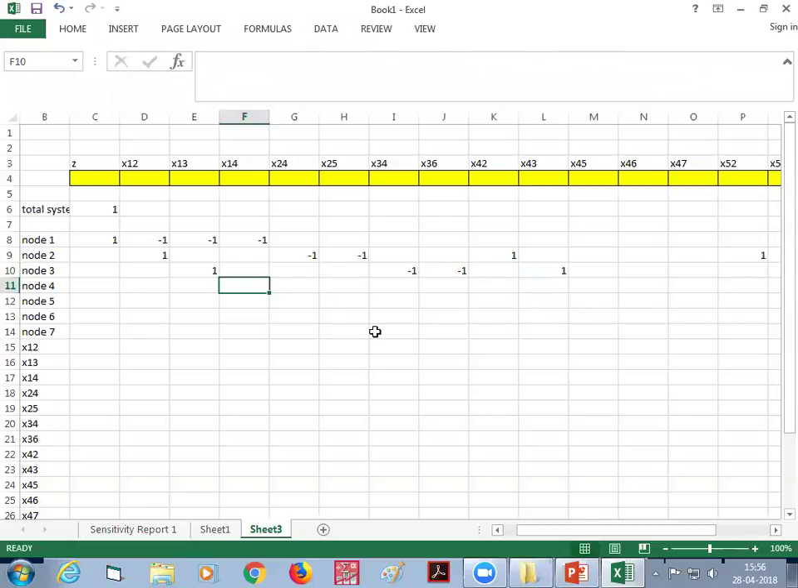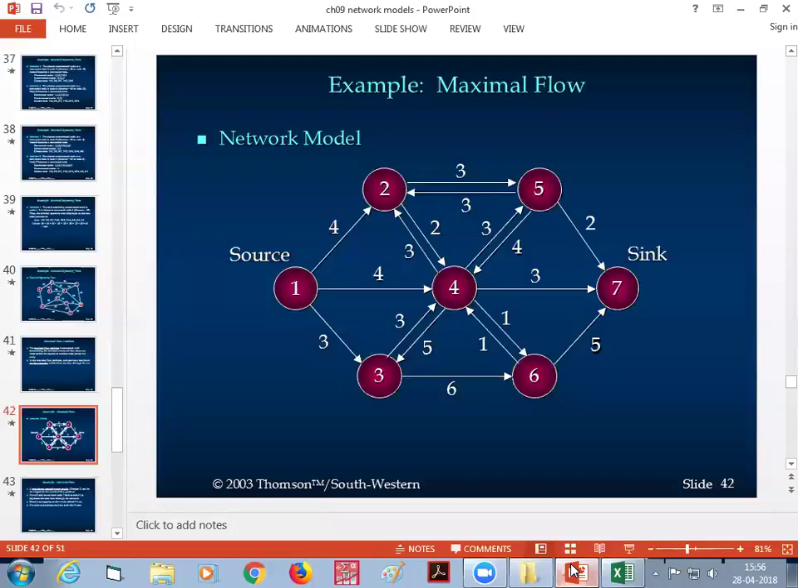Well, I can see one inflow here: 3, 4. 2, 4 is also there. And then outflow is 4, 2, 4, 3, 4, 5, 4, 6, 4, 7. A lot of outflow here.